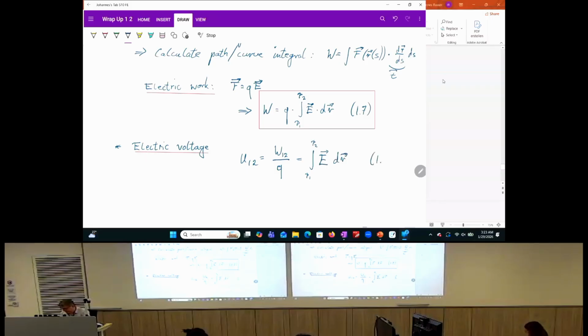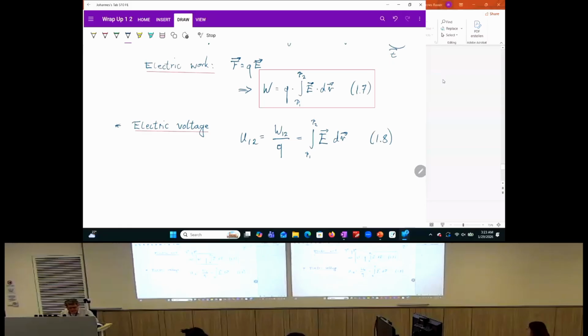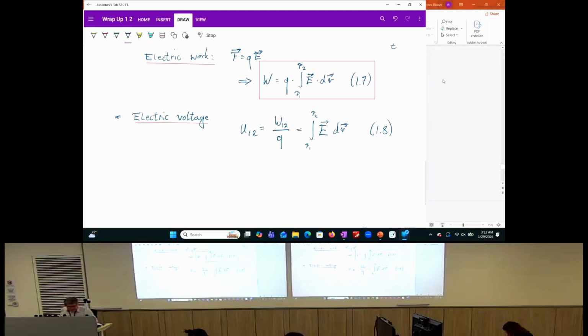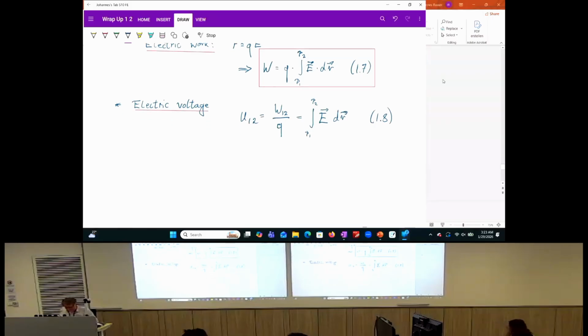This is our formula 1.8, and you see the voltage is just obtained by integrating along the path over the electric field. We have removed the charge because it is normalized work per charge, so there's no charge occurring in that formula anymore. The dimension for the voltage is 1 volt, which is joule per ampere times second.